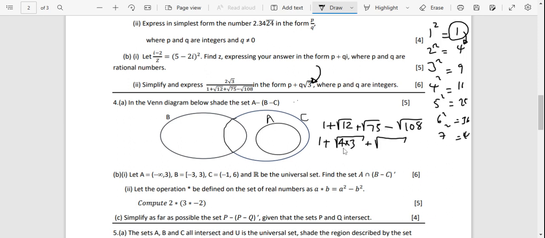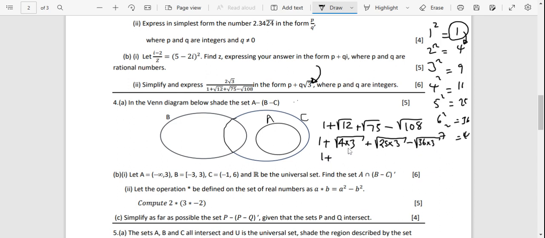So 3 into 12, I'll get a 4. So it means 4 times 3 is going to give us a 12. 3 into 75, that is going to give us a what? Is it a 25? Okay. So I'm going to write 75 as 25 times 3. And then 3 into 108, that is going to give us a 36. So I'm going to write 108 as 36 times 3.